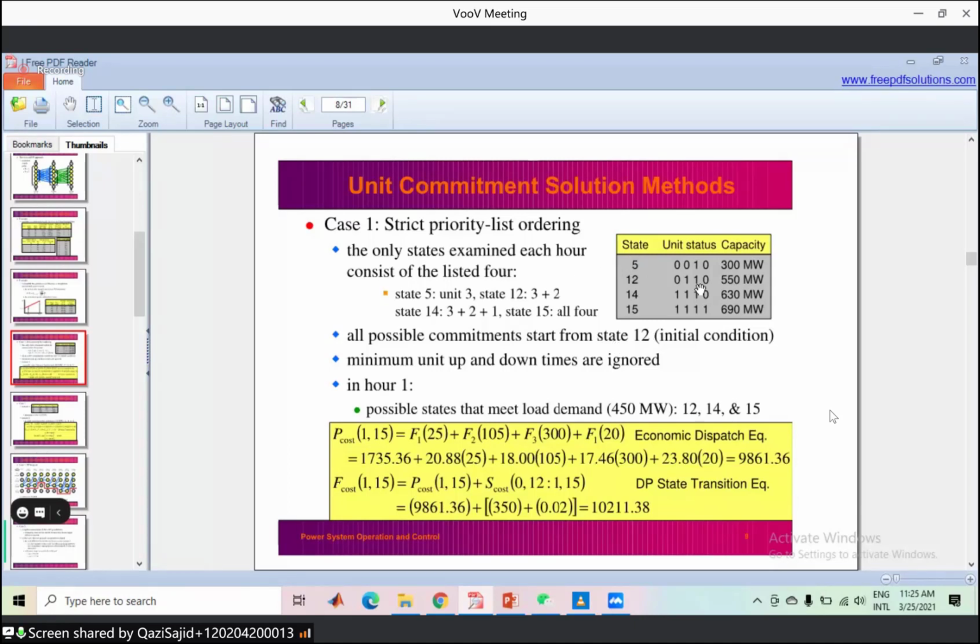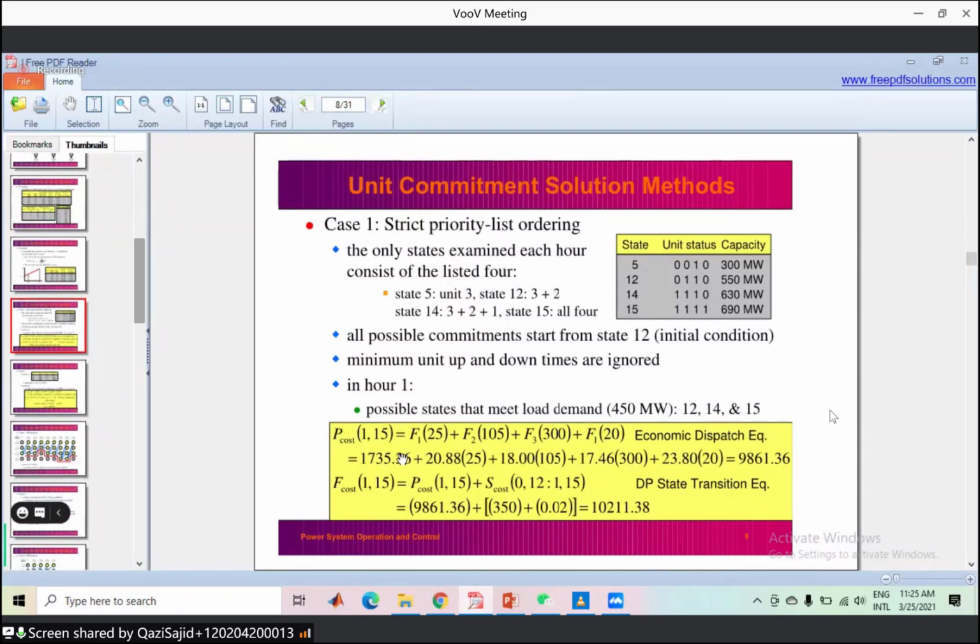As we have learned in our previous subjects, 0 is showing off and 1 is showing on. So there are different capacities that we have to follow to achieve the maximum demand that is required by our system. So P cost, we have to select first and 15th, and by the general formula we can get this result. F cost, fuel cost, will be given by the general formula. We have to put those values and we will get this result.